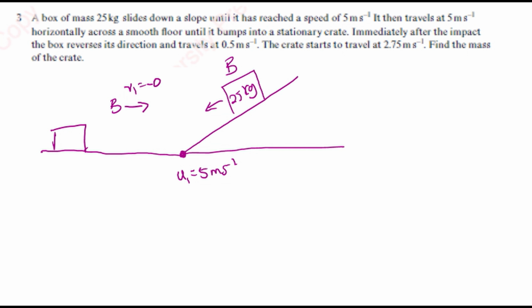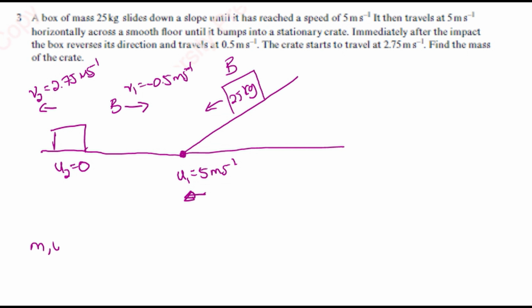V1 will be minus 0.5 meters per second because it's traveling initially to the left, which we choose as the positive direction. After the collision, it's then moving to the right, so it's minus 0.5 meters per second. The crate, once it's been hit, starts to travel at 2.75 meters per second. So the crate is obviously moving in that direction, and its final velocity is going to be 2.75 meters per second. Initially, the crate is stationary, so U2 will be 0.